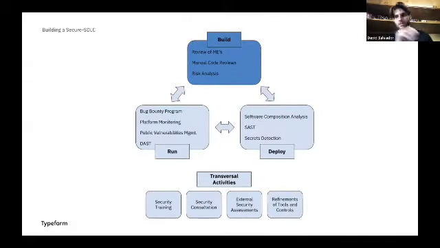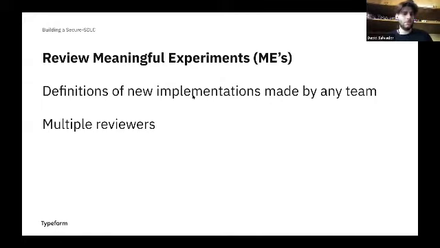And the first part is the build, which I said goes from the design to the implementation. We added 3 activities. The first one is the review of meaningful experiments. A meaningful experiment is something that we internally call a Typeform. It's an internal concept. Basically, it's a way that new implementations are started. So it starts by some team that, for example, wants to add a new button that does something magic, whatever. The way that is started is by creating this meaningful experiment, as it's called.